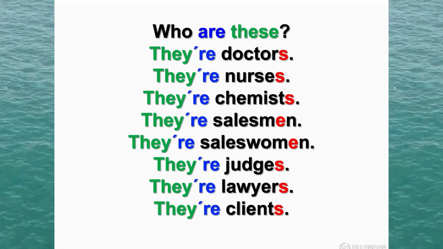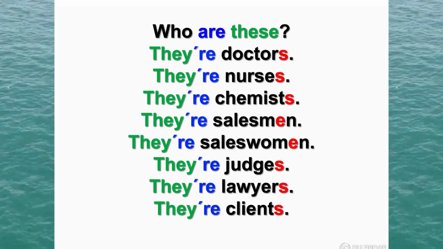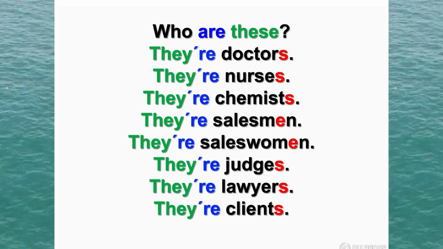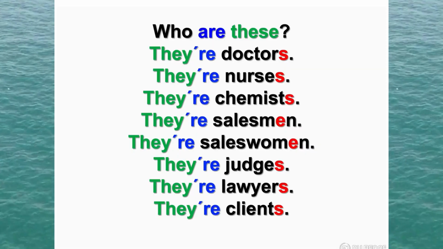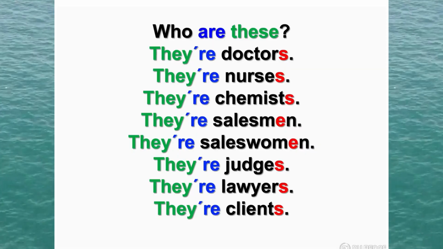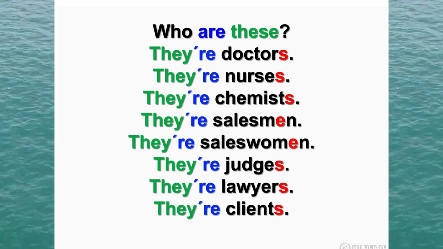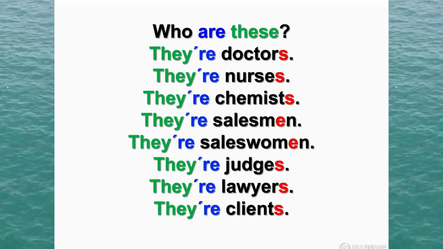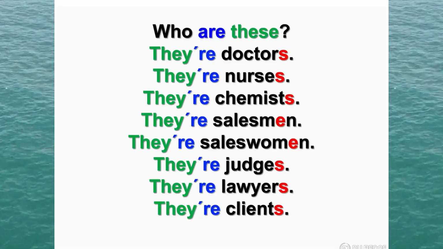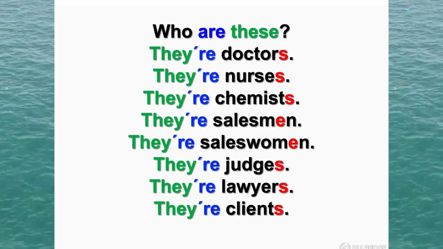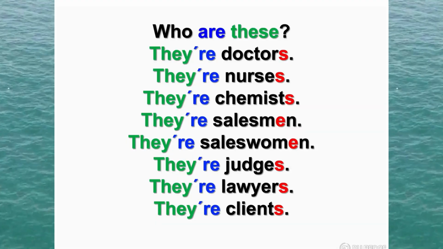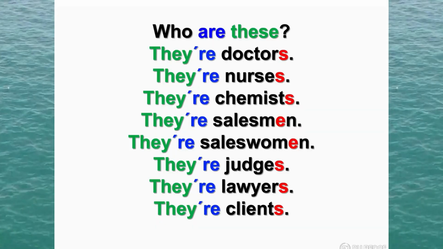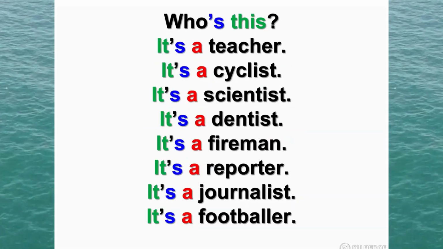Who are these? They're doctors. Who are these? They're nurses. Who are these? They're chemists. Who are these? They're salesmen. Who are these? They're saleswomen. Who are these? They're judges. Who are these? They're lawyers. Who are these? They're clients. Let's practice them. Let's go to the next slide.